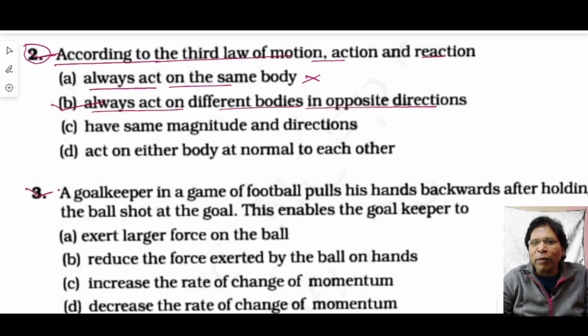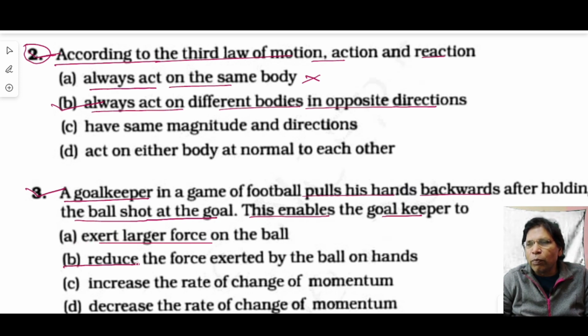Okay. Now question number 3. A goalkeeper in a game of football pulls his hands backward after holding the ball shot at the goal. This enables the goalkeeper to exert a larger force on the ball. No. Reduce the force exerted by the ball on his hand. Yes, because this helps the goalkeeper to take longer time to reach velocity 0. Now time is more, that is, acceleration is less. Acceleration less means force, equal to mass into acceleration, is also less.